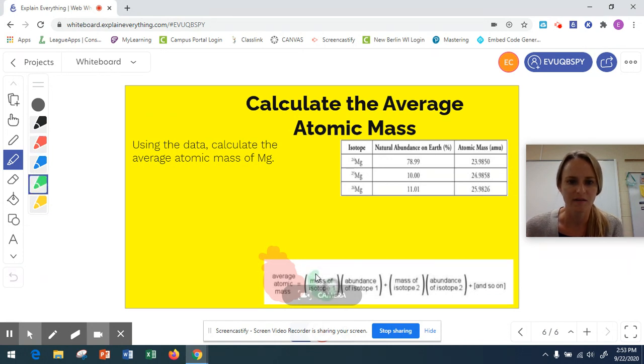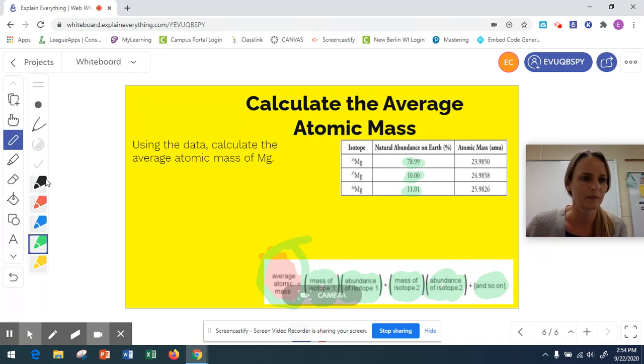You're going to take the mass of isotope 1, so the mass of one of the isotopes, and you're going to multiply it by the abundance of the isotope. So often they're going to be reported in percentages, so you need to make sure that you put them into decimals. And then you're going to add that to the mass of another isotope and multiply the mass of that isotope by its abundance. And then you're going to add that to, and you'll continue. So if there's 3 isotopes, then you'll continue that process, the mass of the isotope times the abundance. And then you add them together to calculate the average atomic mass.